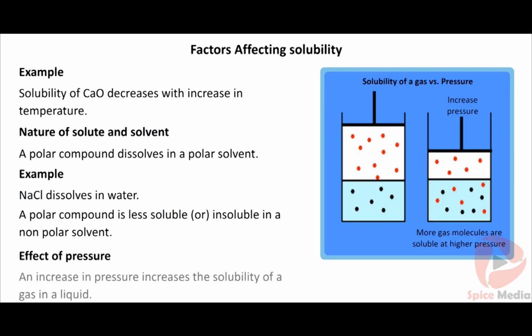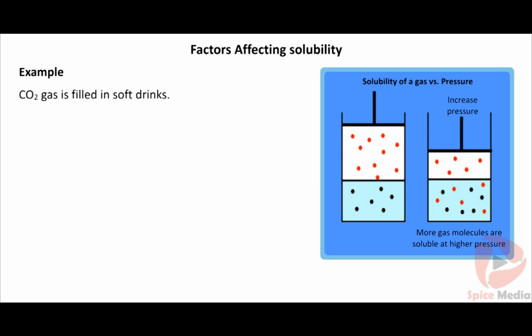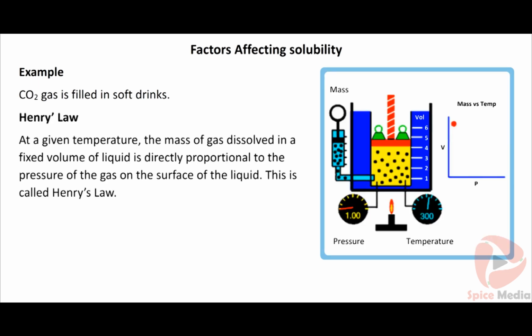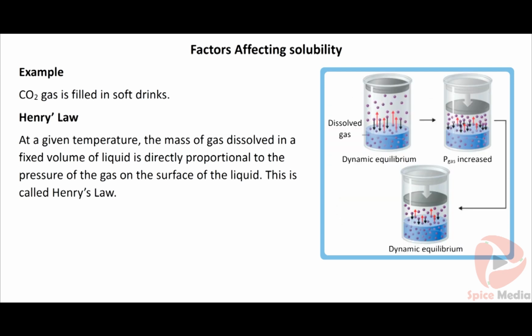Effects of pressure. Effect of pressure is observed only in the case of gases. An increase in pressure increases the solubility of a gas in a liquid. For example, CO2 gas is filled in soft drinks using the effect of pressure. Increase in pressure increases the solubility of gases. At a given temperature, the mass of gas dissolved in a fixed volume of liquid is directly proportional to the pressure of the gas on the surface of the liquid. This is called Henry's law.